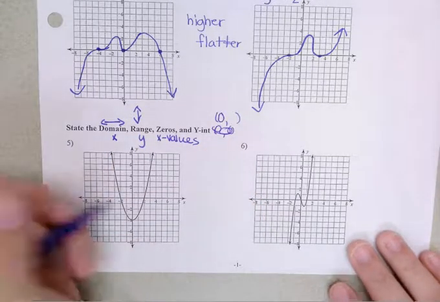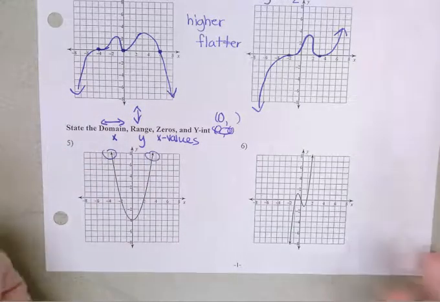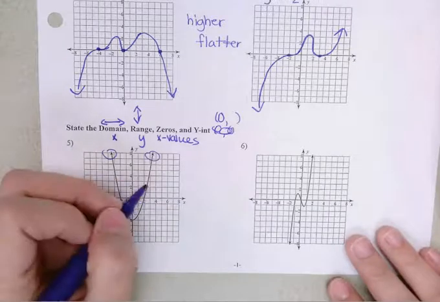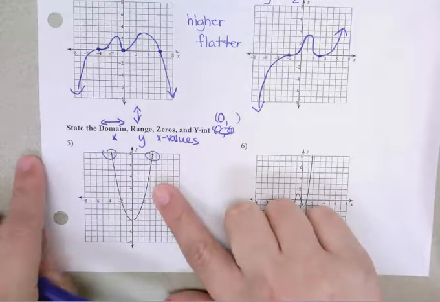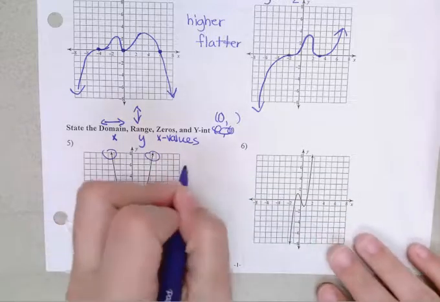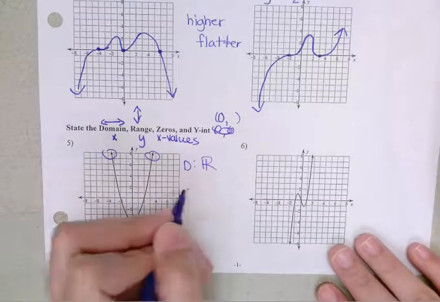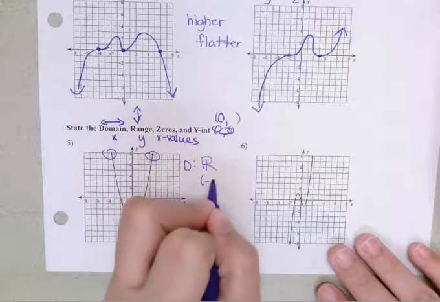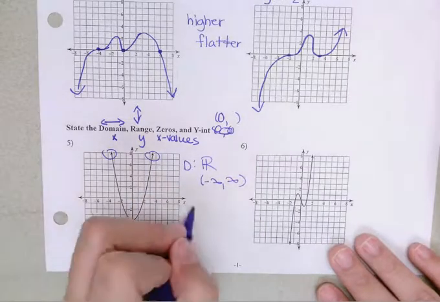Okay? Alright, so if I want to start with my domain, there's an arrow on both sides of the graph, but your domain for any polynomial function is going to be that it continues forever and ever in the negative direction and the positive direction. So you can either put the R symbol for all real numbers, or you can put -infinity to +infinity. Either one would be acceptable.